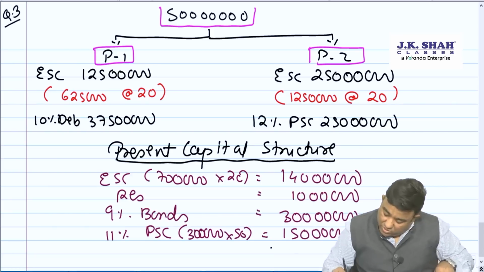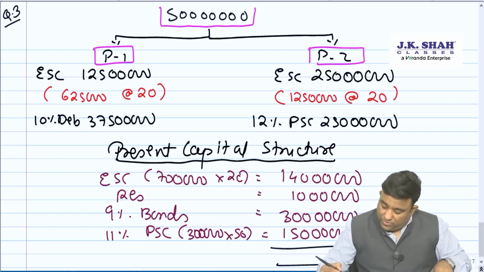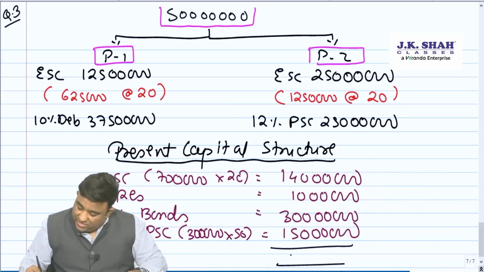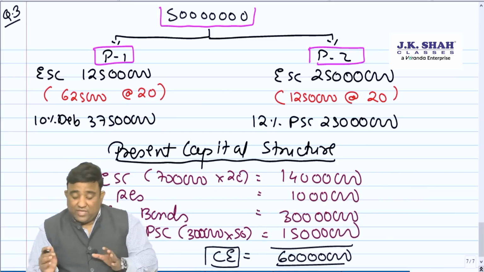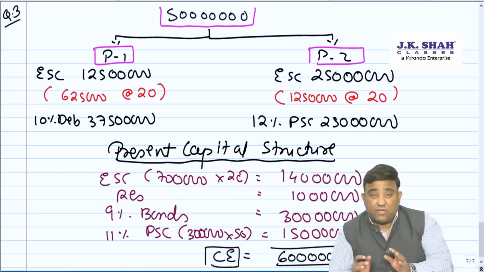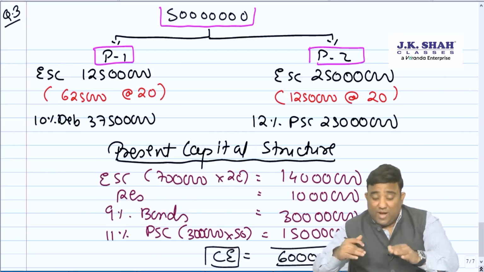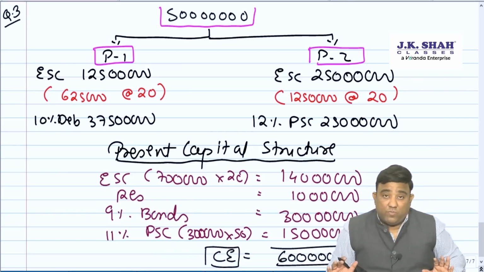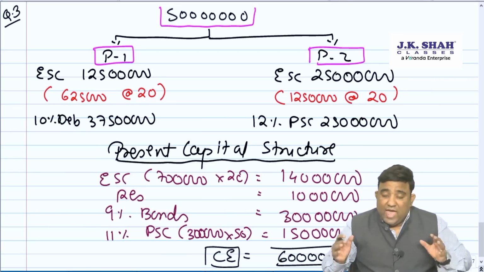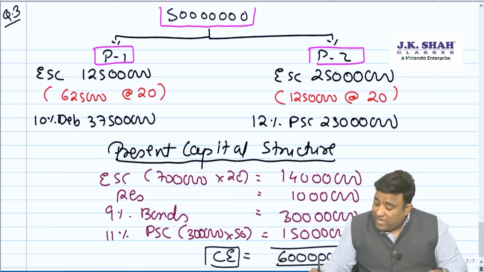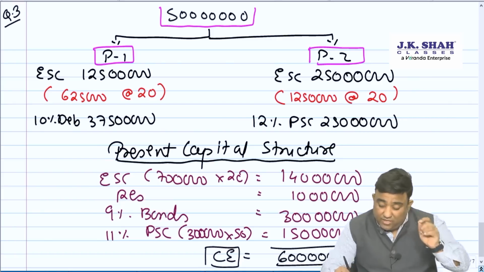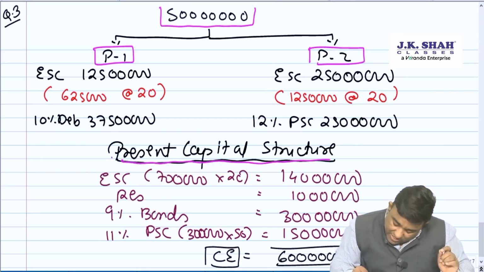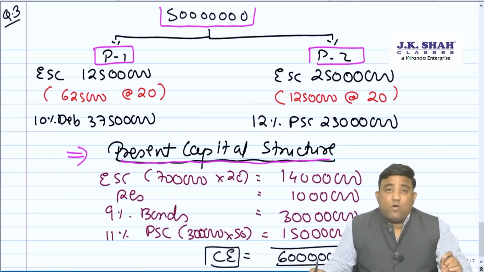Can I make a total? 1 crore 40 lakh plus 10 lakh plus 3 crore plus 1.5 crore, that gives you 6 crore. 6 crore is the present capital employed. So I can easily say the company has 6 crore already capital employed in the business, planning to raise extra 5 crore rupees. There are two plans, 1 and 2, and we are supposed to compute the indifference point of these two plans. Keeping in mind, the present is going to remain constant.